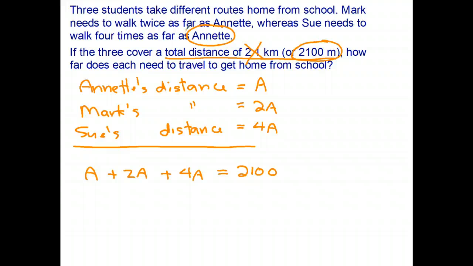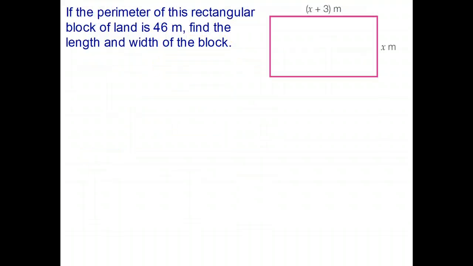Okay, moving on to the third video. Okay, this one's a little bit different. It is a bit mathematical. So once again, have a go on your own. You'll need to remember the formula for the perimeter of a rectangle and see if you can come up with the equation for this particular problem.